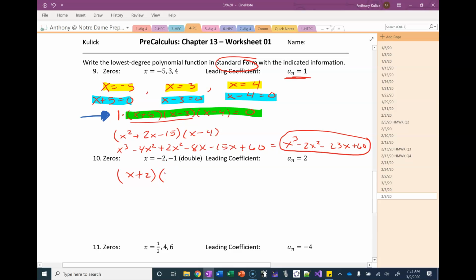Okay. And then what? When it says double, what does that mean? Just means we're going to do it twice. Yep. It's a double root. Remember when we did some of these solving problems, we get the same answer more than once? That's what it's saying there.